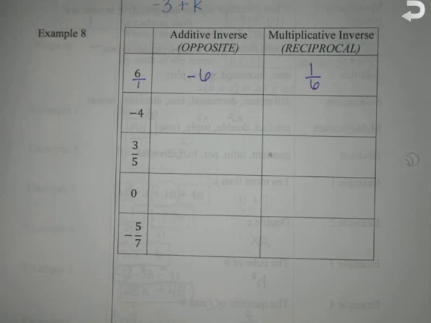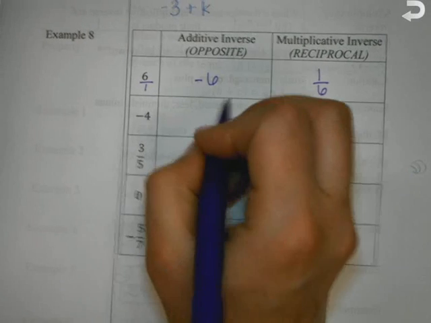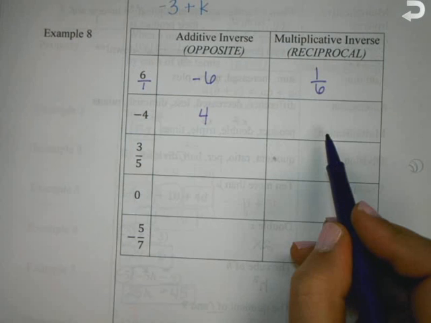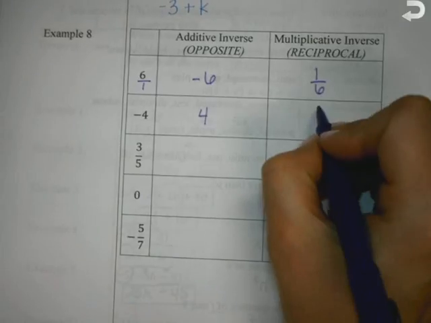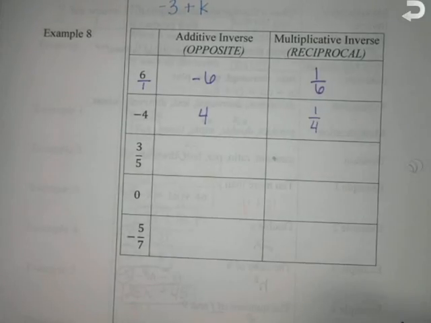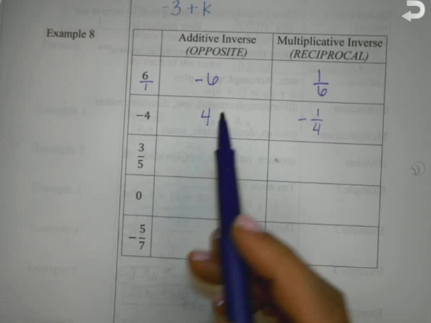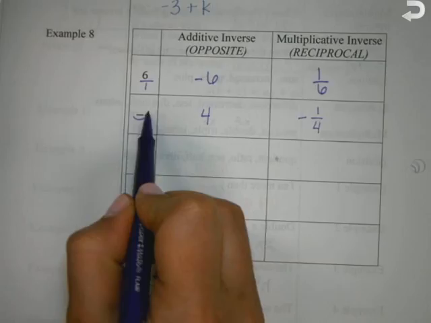What's the additive inverse of negative 4? Positive 4. What is the multiplicative inverse of negative 4? I heard two things. I heard 1/4 and I heard negative 1/4. What's the answer? Negative 1/4. Multiplicative inverse does not change the sign. So the sign has to stay. Only the additive inverse changes the sign.